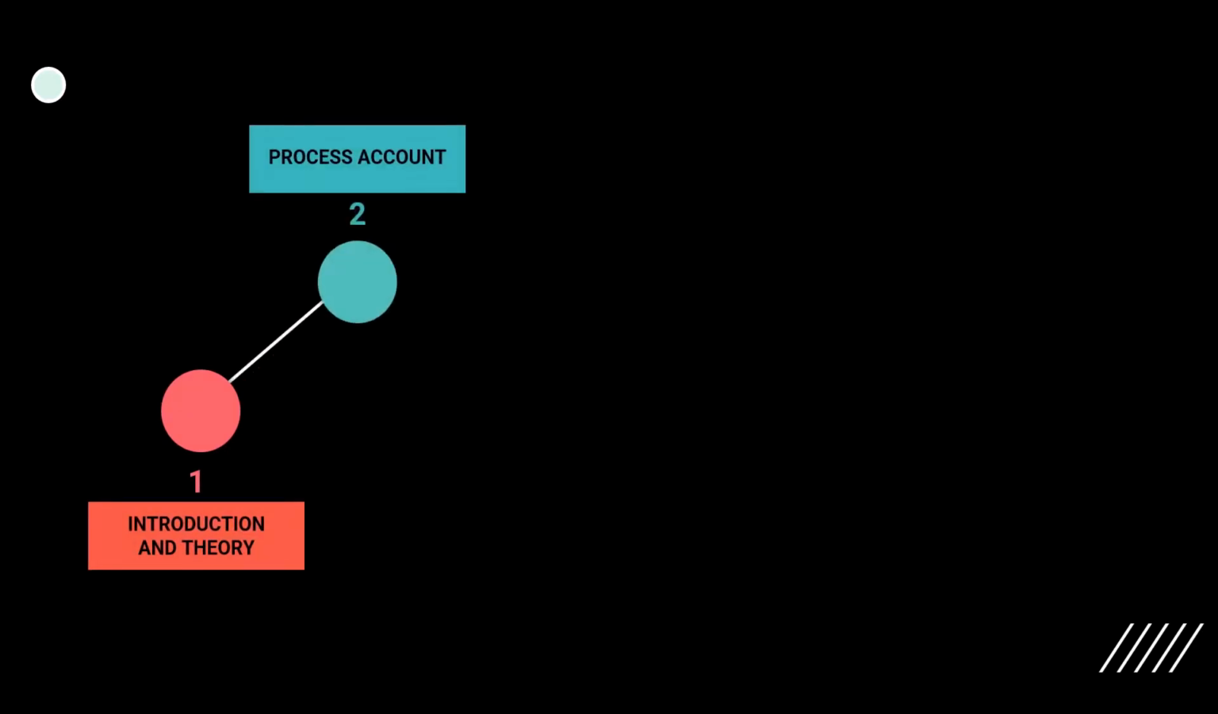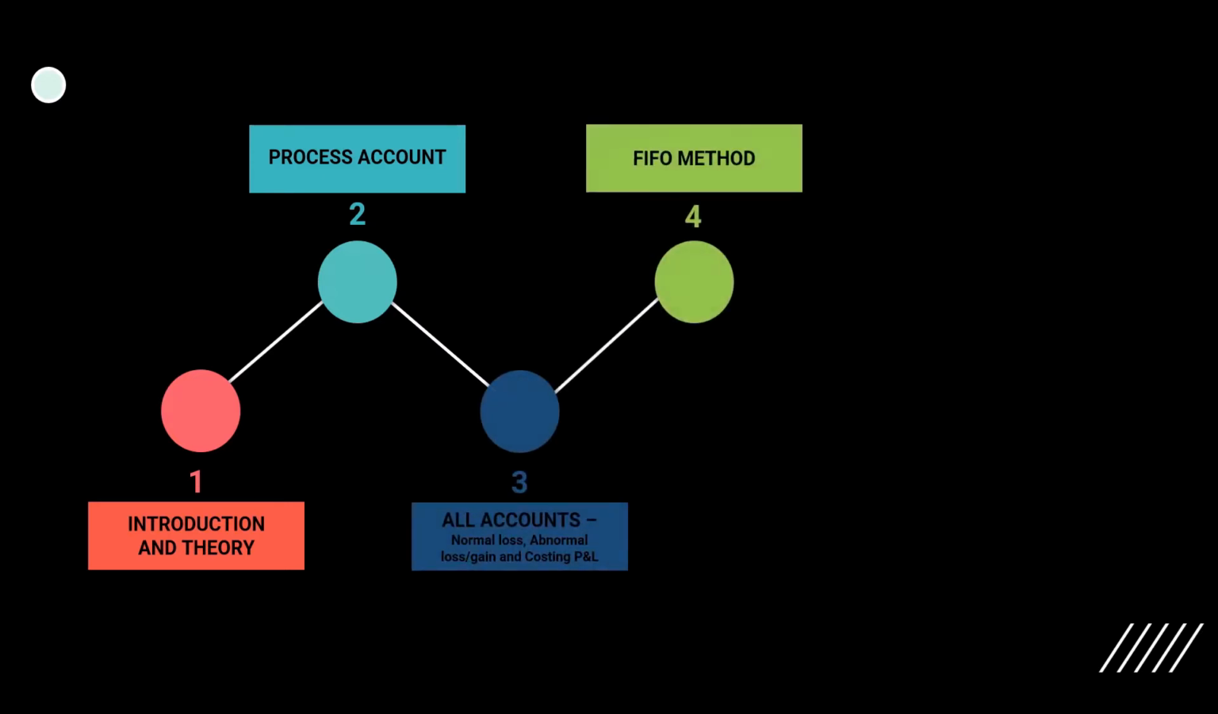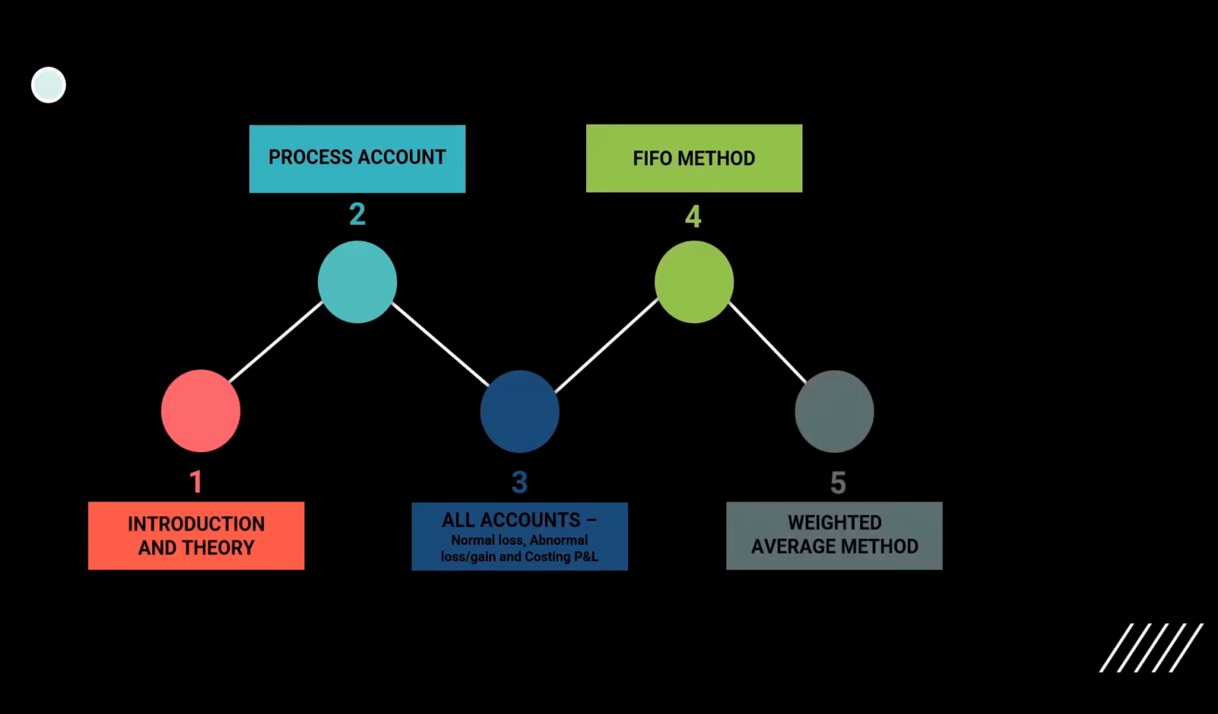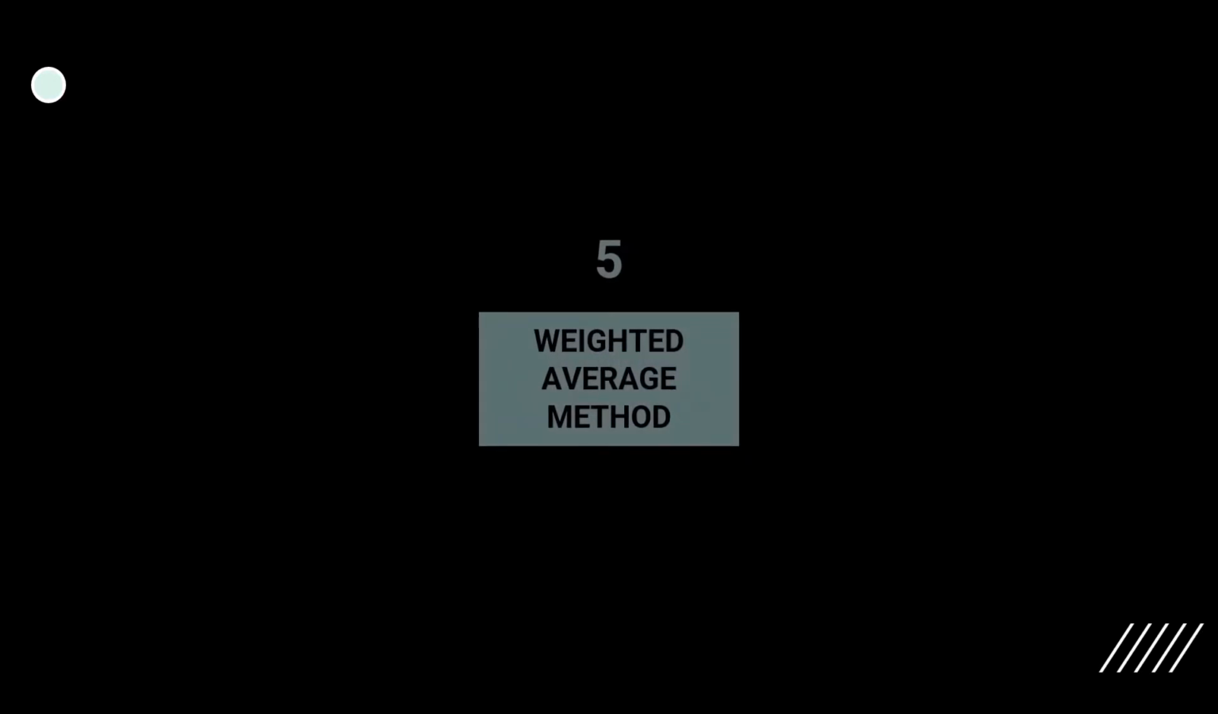So far in this chapter, we have covered introduction to process costing, how to prepare a process account, accounts after a process account, and equivalent production using FIFO method. Today, our agenda is to learn equivalent production using weighted average method.